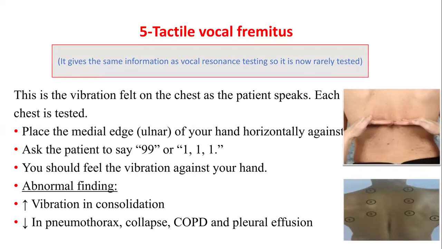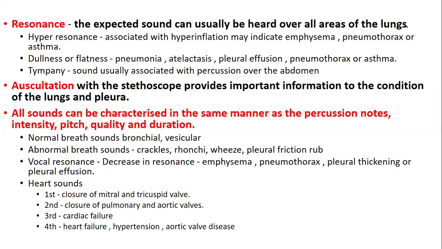Abnormal findings would indicate that if the vibration is increased, there could be consolidation in the lung tissue. Or there could be pneumothorax if the vibrations are depressed. Okay, there could be a pneumothorax, COPD, or a pleural effusion, which will also be confirmed by these points that we see here, which are points that you feel the vibrations from. Okay, resonance could also be checked.